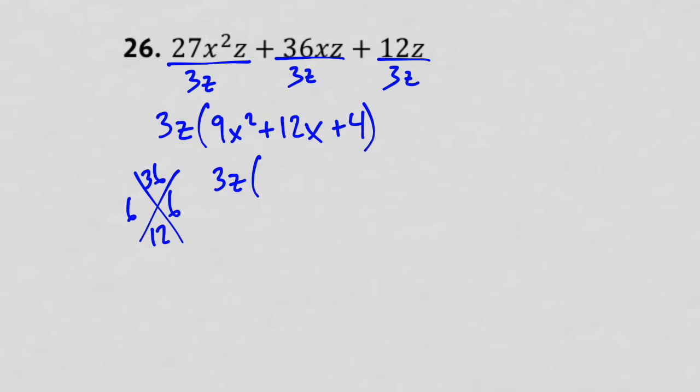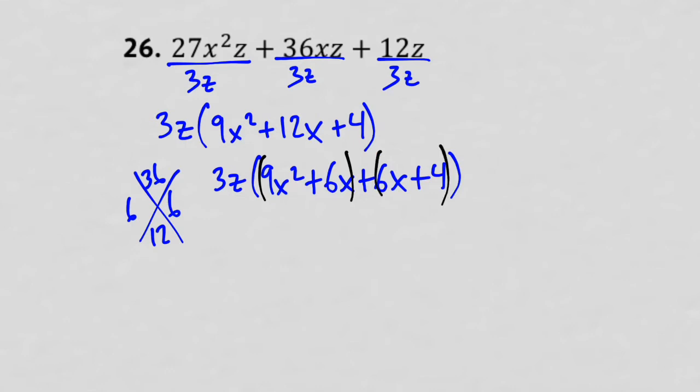Now, this 9x squared plus 12x plus 4 becomes, because of these 6's, 9x squared plus 6x plus 6x plus 4. And now we're going to factor by grouping in there, right? We're going to group these two together. We're going to group these two together to see if I can factor something out. And you can. For the first pair, you can factor out 3x.